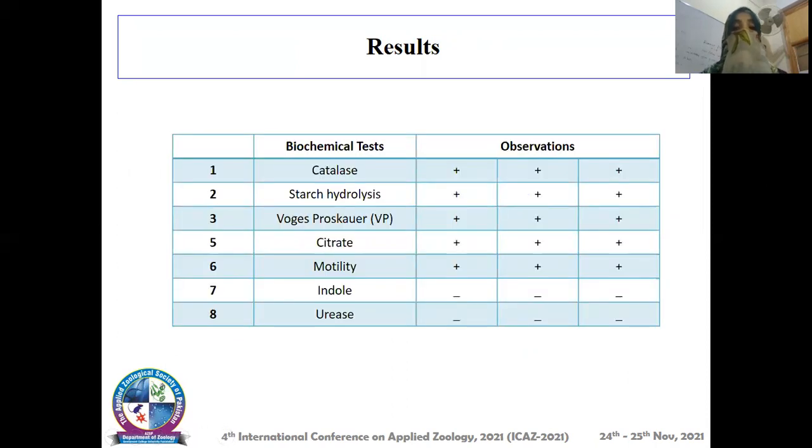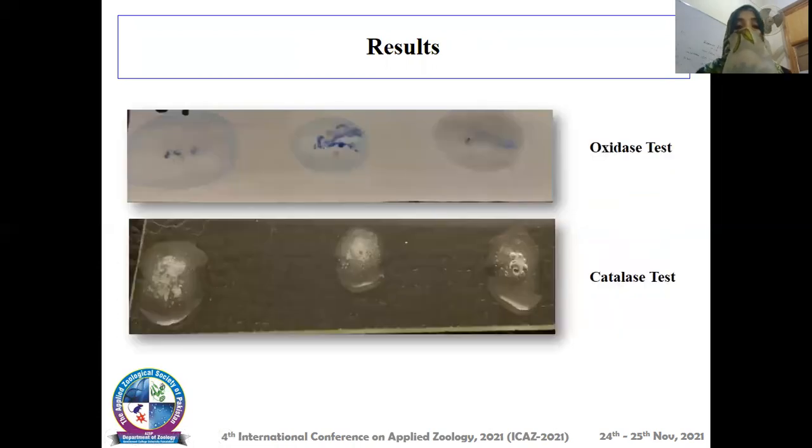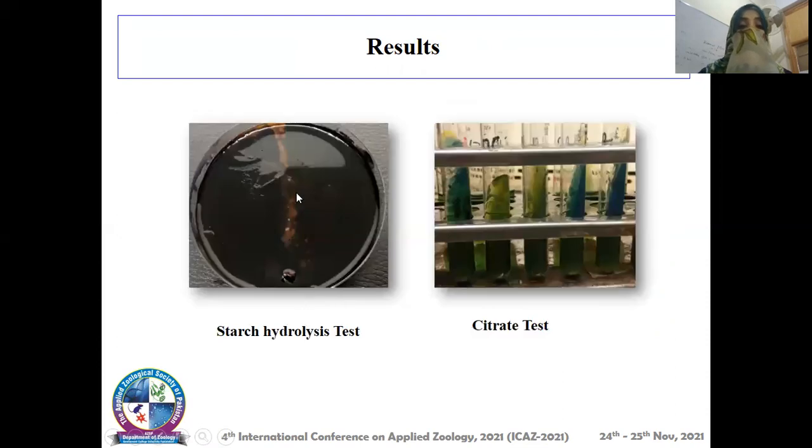These are the tests. I have listed all those tests which I have done for the identification of those strains: catalase test, starch hydrolysis test, oxidase test, citrate test, motility test, indole test, and the last one is urease test. I have done many more as well, but I have listed these. These are the images. You can see clearly the oxidase test positive and catalase test positive as well. Starch hydrolysis test, you can see the positive result, and citrate test.